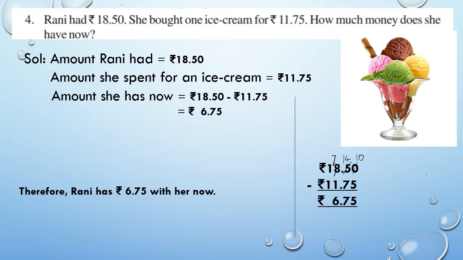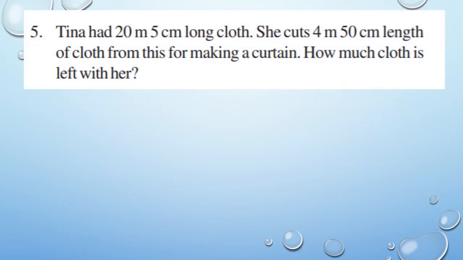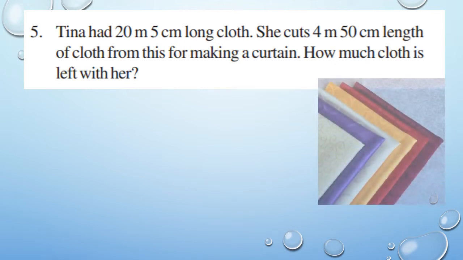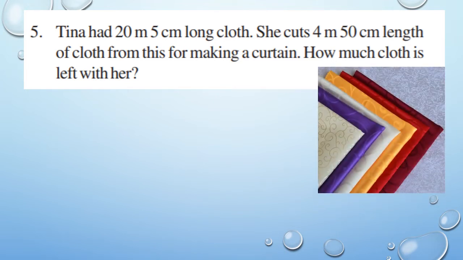Now let's move on to the fifth question. Tina had 20 meters 50 centimeters long cloth. She cuts 4 meters 50 centimeters length of cloth from this for making a curtain. How much cloth is left with her? They have given you the total length of the cloth, and the length of the cloth cut for making the curtain, and they're asking you to find out how much cloth is left with her. So we all know what the operation involved here is. Yes, that's subtraction. So children, you can do this sum as homework. Complete it.